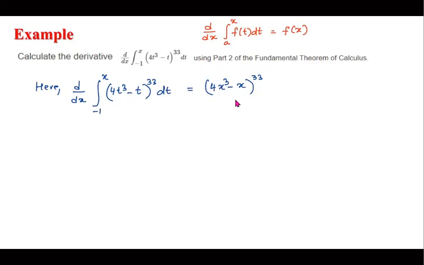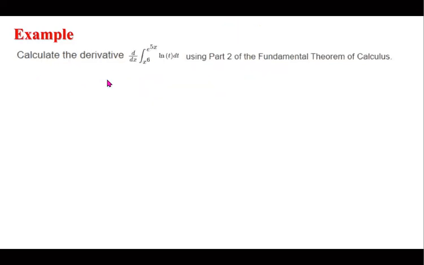But let's look at a little different case where the function on the top is different from x. Let's see how we can use the chain rule to simplify that. Okay, here it comes. So if we look at this one, we are asked to calculate the derivative d over dx of the integral from x to the 6 up to e raised to 5x of natural log t dt, using the second part of the fundamental theorem of calculus.